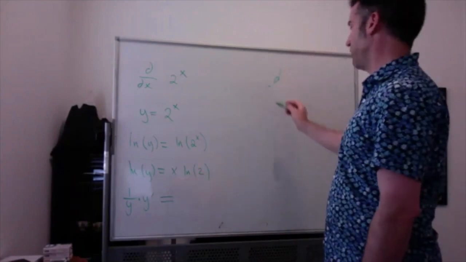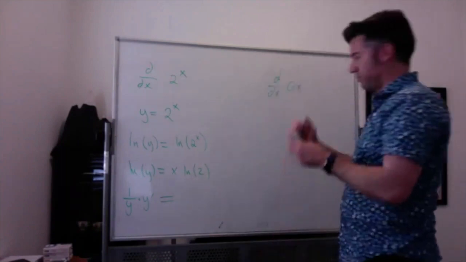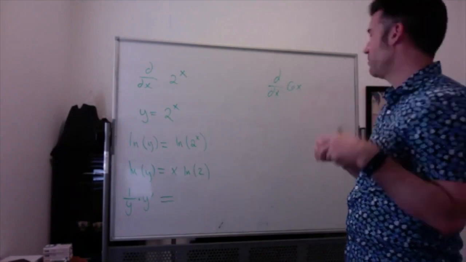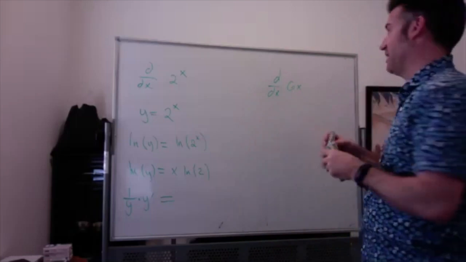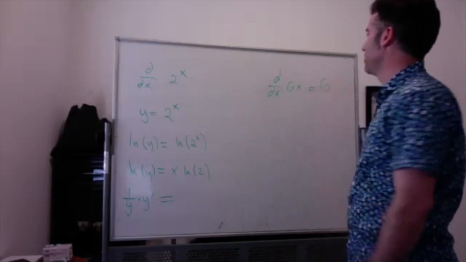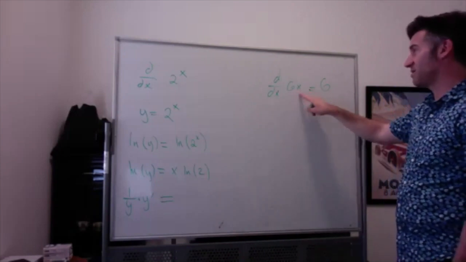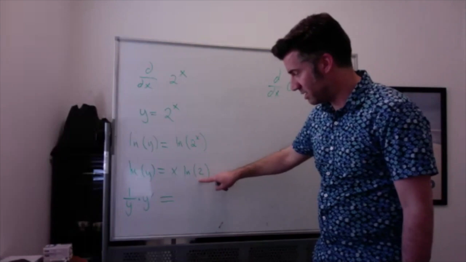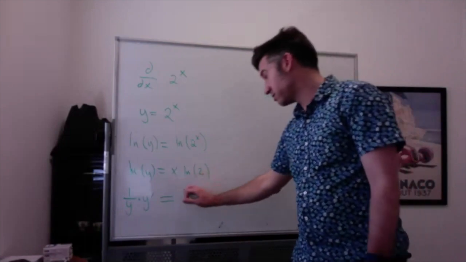What's the derivative of 6x? Everybody. 6. Sure. It's 6 for sure. So the derivative of a constant times x is just a constant. The derivative of a constant times x is just the constant.